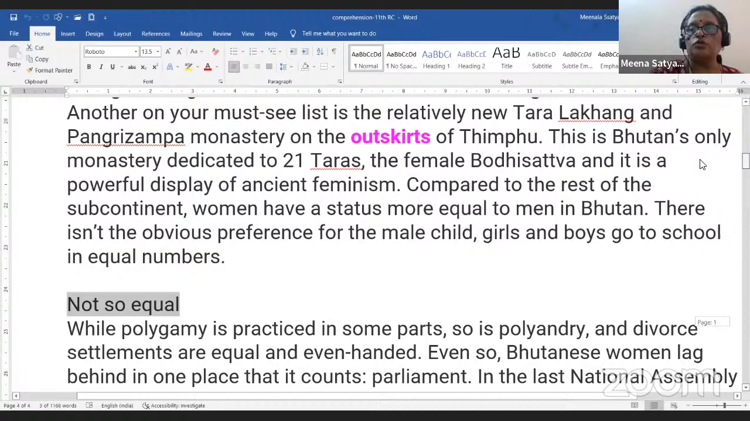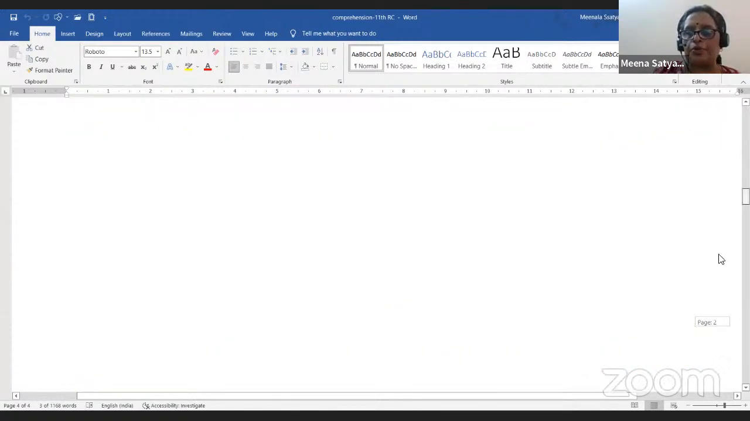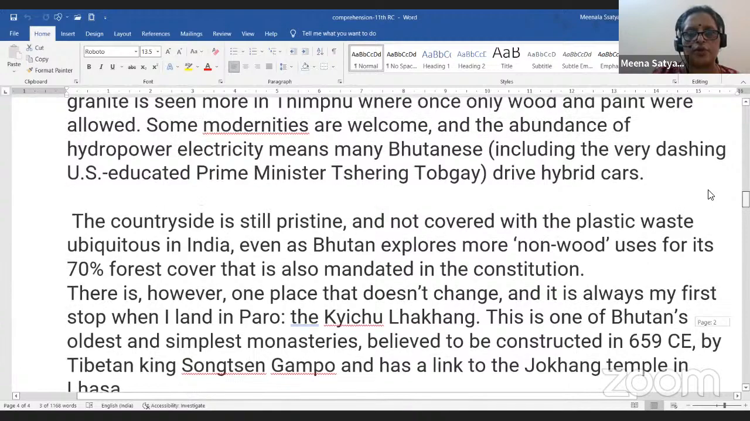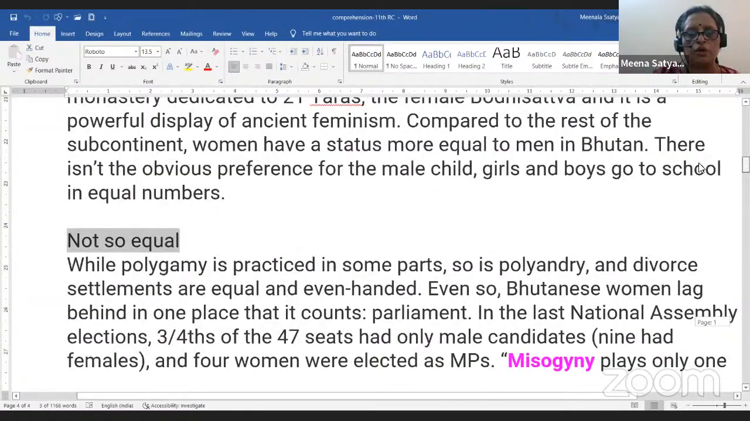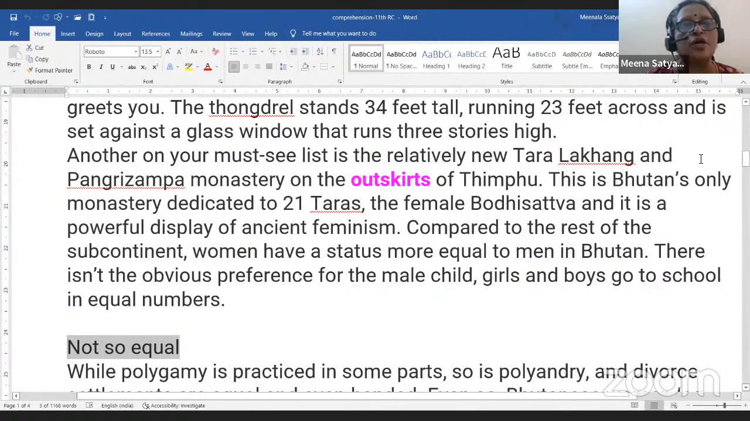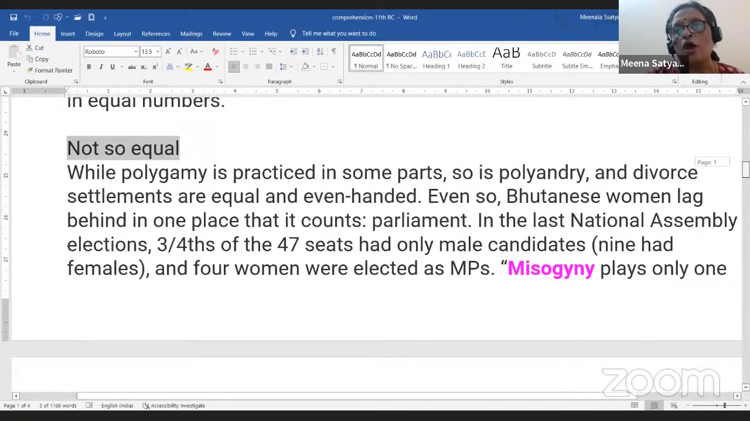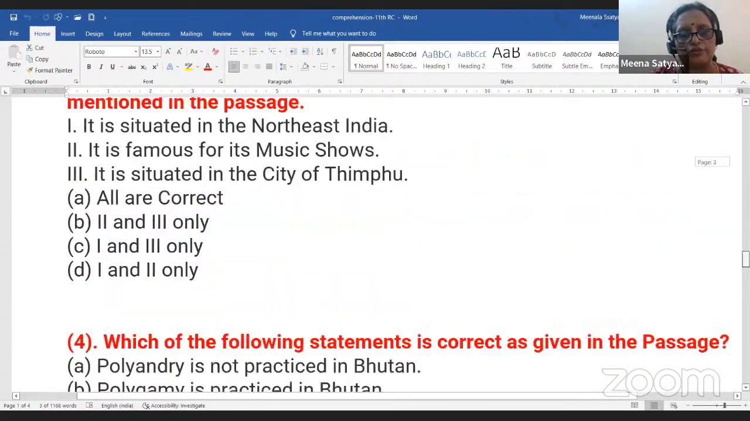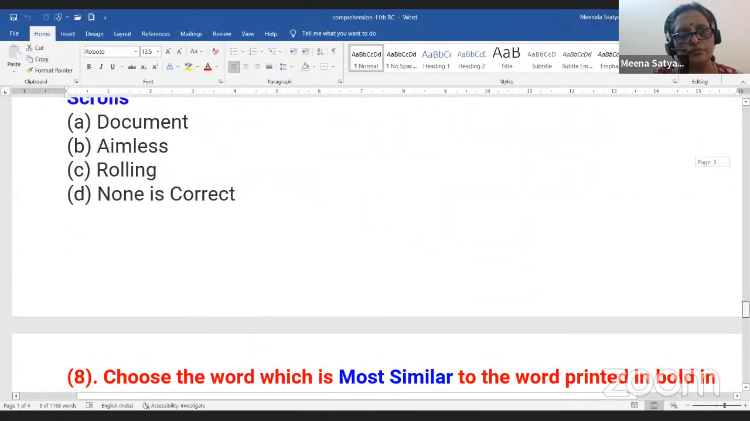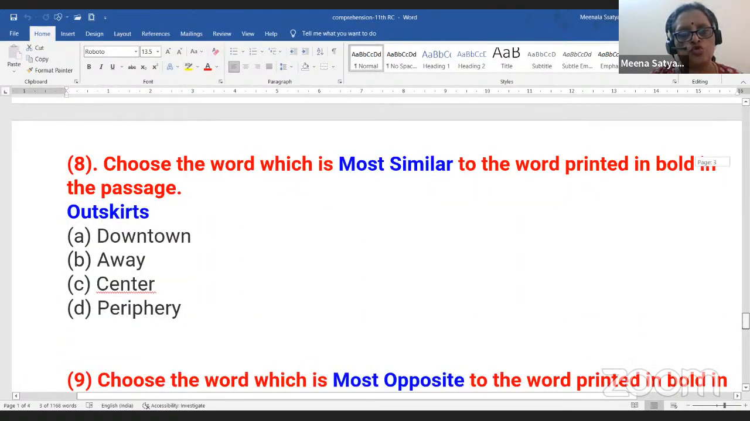Okay. New Thara Lakang, and that on the outskirts. Yes. Here you are. On the outskirts of Thimphu. So on the periphery. It's not in the center heart of the city. It's not away from the city. It's on the periphery. So it's on the boundary, on the other side. So that is the meaning here of outskirts. Now, if you have seen, the next one is laden, and let's see what it means.